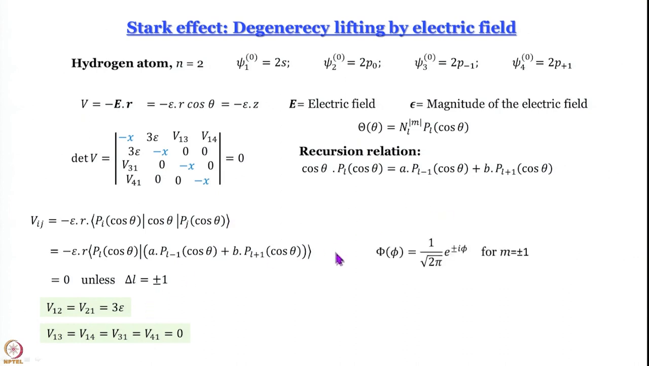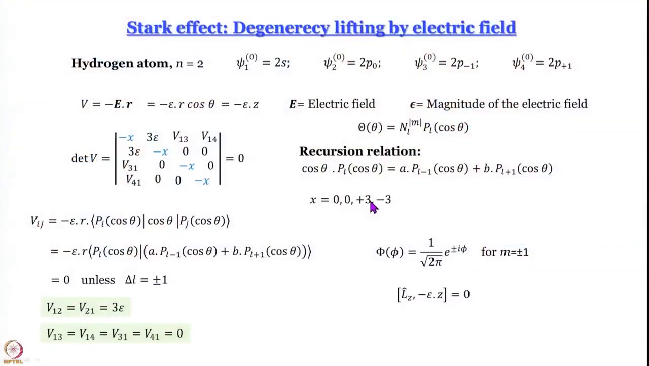Why? Because now we need to worry about the imaginary phi-dependent part of the wave function also. And it is not very difficult to see that Lz, of which this capital phi is an eigenfunction, and minus epsilon z, that is just z, are going to have common eigenfunctions. So, by applying the logic that we have done already, we can establish that these are 0, and you can also figure out that x is equal to 0, 0, plus 3 and minus 3 in terms of epsilon.